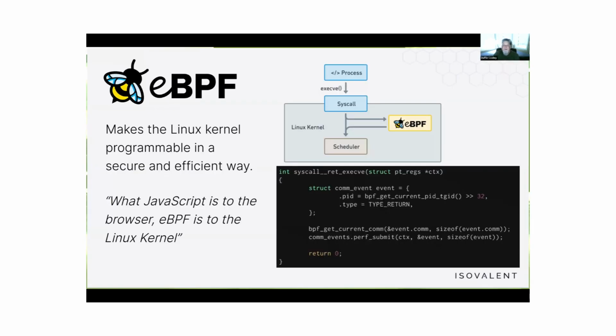So, a brief introduction to eBPF. eBPF makes the Linux kernel programmable in a secure and efficient way. It's similar to what JavaScript is to the browser: eBPF is to the kernel. If you think about the Linux kernel as kind of an API, when I want to open a file, or open a socket, or interact with any number of different things, a kernel driver, a scheduler, a process, what eBPF gives us is the ability to hook into those API calls.